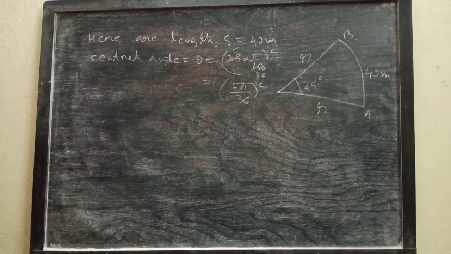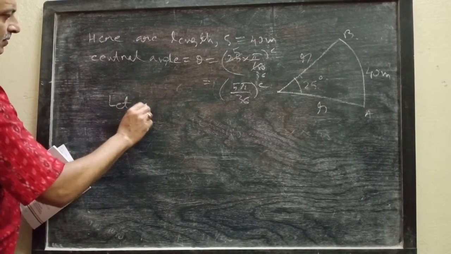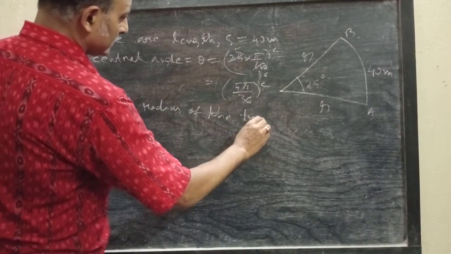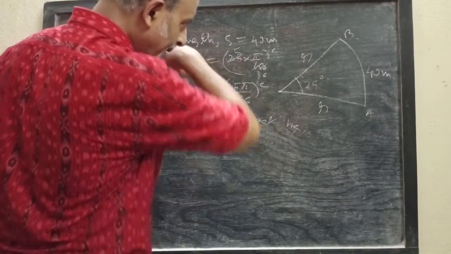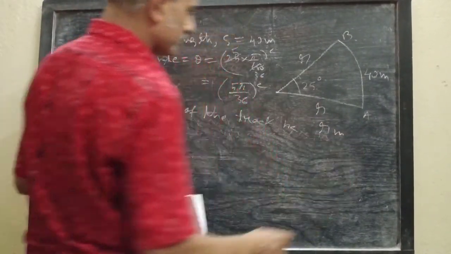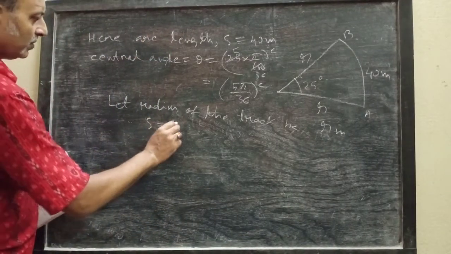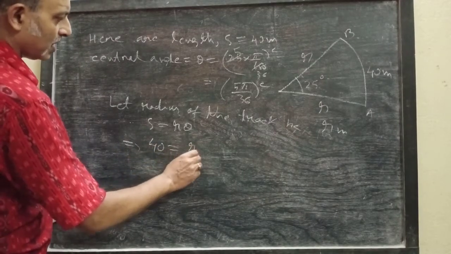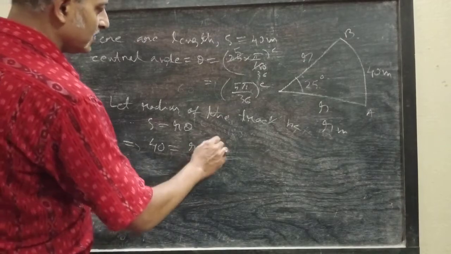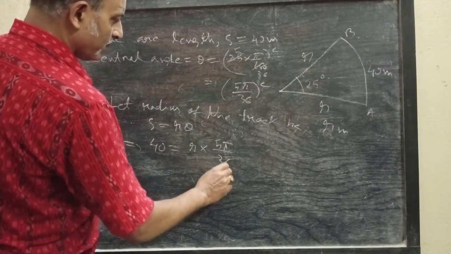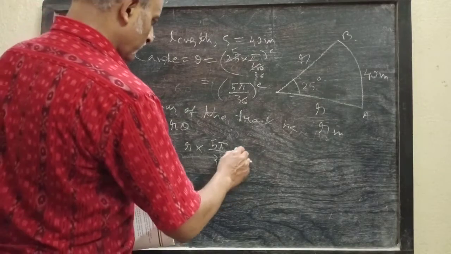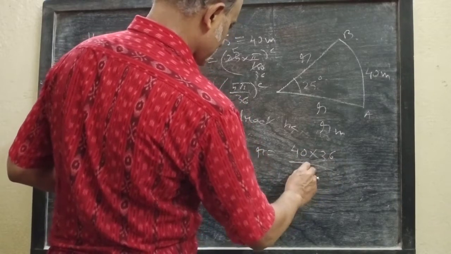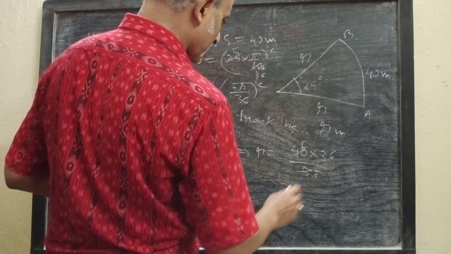This is the central angle. And let the radius of the track be R meter. So therefore we have the formula arc length equals r theta. Here the arc length is 40 meters, the radius is R meter, and theta is 5 pi by 36 radian. So from this equation you get R equals 40 into 36 by 5 pi.